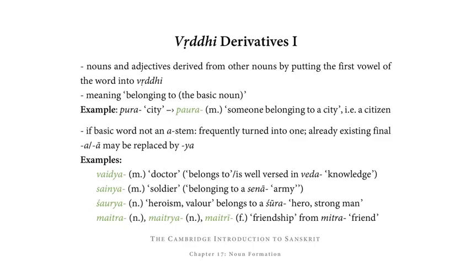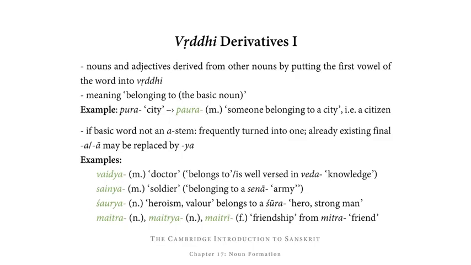If the basic word is not a short a stem, then it is frequently turned into one, and an already existing final a or i may also be replaced by ya. So, for example, we get vaidya, meaning doctor or a learned person, on the basis of veda, which means knowledge. And so we take veda, we put the first vowel e into vriddhi, ai, and in this word the final a of veda is replaced by ya, and so we don't get vaida but vaidya, and this is someone who belongs to or is well versed in veda.